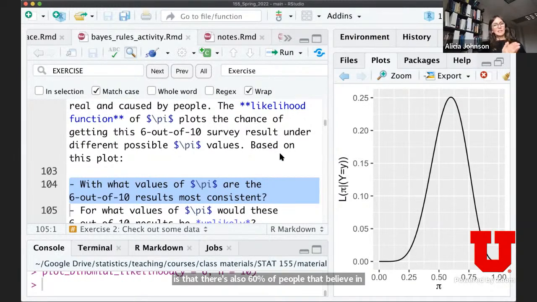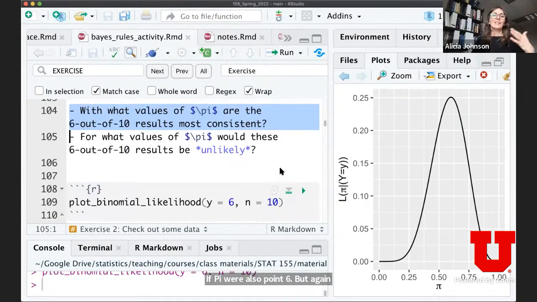So that idea that 6 out of 10, or 0.6, is our best guess is illustrated here by our likelihood function spiking at that value. So the likelihood of seeing that data is the biggest if pi were also 0.6. But again, that's just our best guess based on the data. Another role of the likelihood function is to give us some sense of uncertainty of those outcomes.